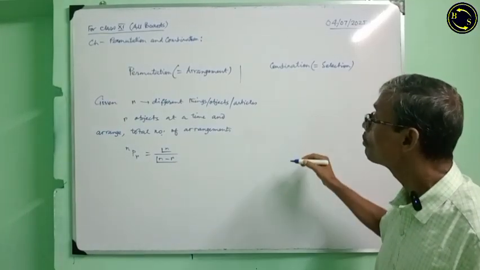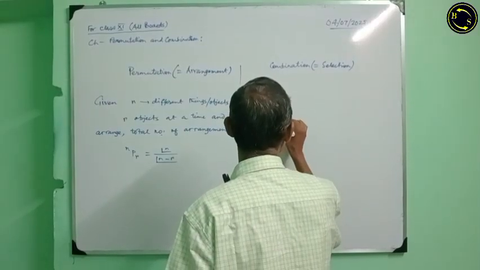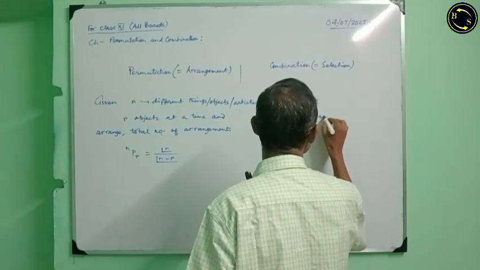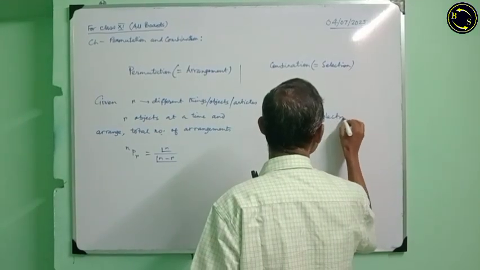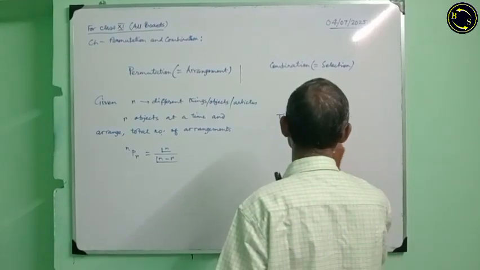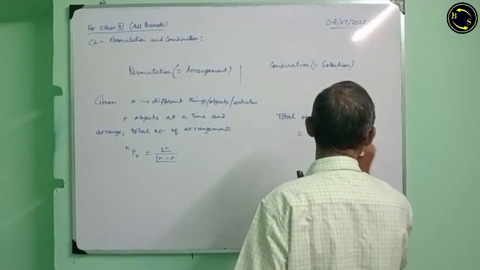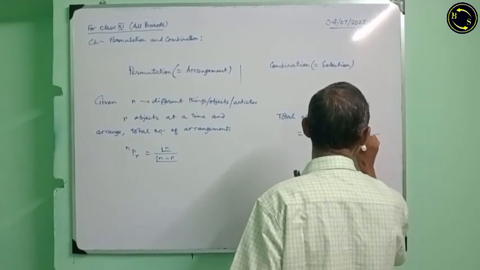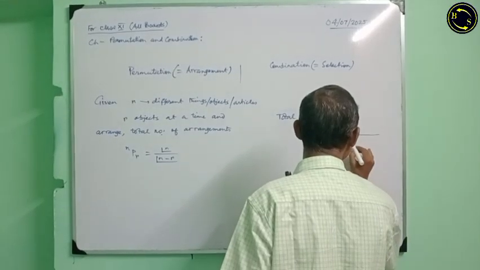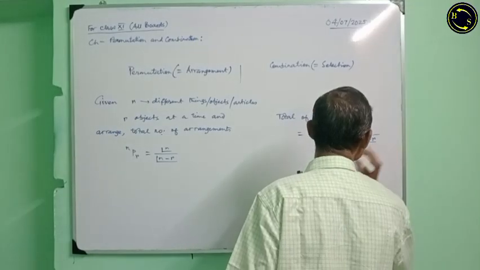Now, in case of combination, the total number of selections is represented by nCr and the value will be factorial n divided by factorial r into factorial n minus r.